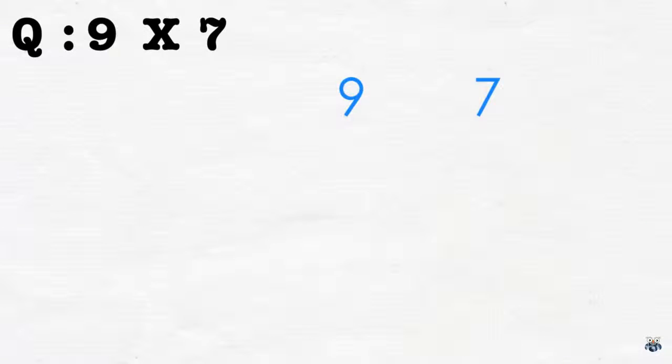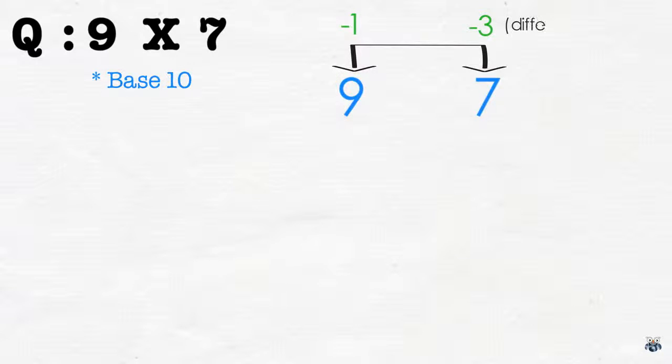Let's first write down the numbers next to each other like this. We now look at each number and see how bigger or smaller it is from 10. 9 is 1 less than 10 and 7 is 3 less. We write this down. Since -1 and -3 represent how different the numbers are from the base, I will call them difference numbers. Please make a note of this. Also note the signs of these numbers. In this case, both numbers have a negative sign since they are less than the base.